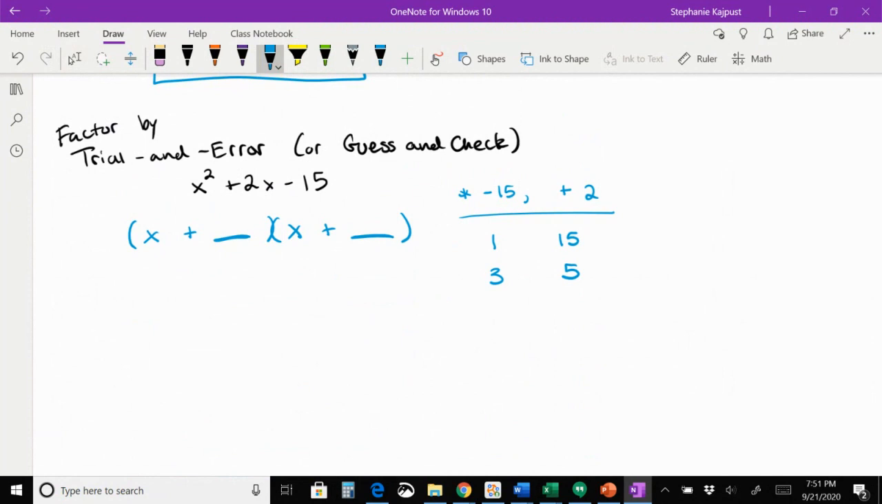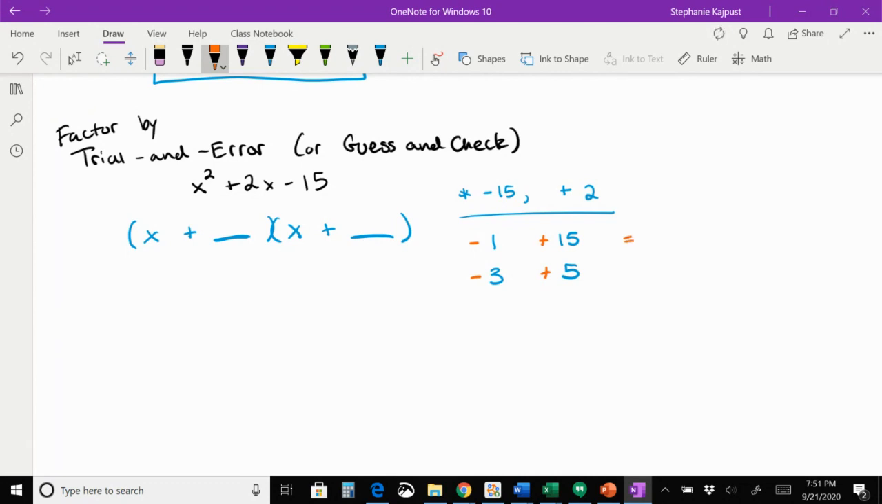1 times 15, 3 times 5, and we need to have opposite signs, and we need them to add to a positive 2. If you have opposite signs adding to a positive, the bigger of the two numbers is always going to be positive, and the smaller is going to be negative, because that's the only way to add to a positive. If you're adding to a negative, it's reversed: the bigger is negative, the smaller is positive. So that helps determine the signs.